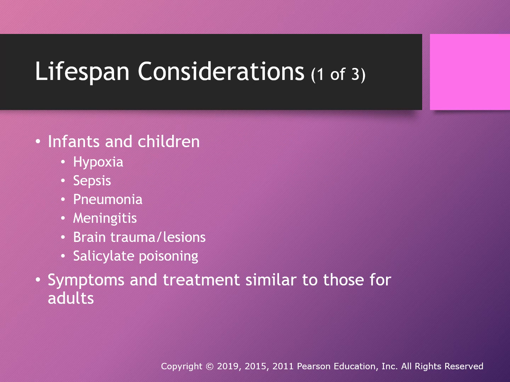Lifespan considerations. In respiratory alkalosis, there is a decrease in PaCO2 with a deficit of carbonic acid owing to a marked increase in the rate of respirations. This disorder can be seen in children with hypoxia, sepsis, gram-negative organism, pneumonia, meningitis, brain trauma, lesions, and salicylate poisoning. Symptoms and treatment are similar to those seen in adults. Paresthesias can be particularly troublesome for children and parents.